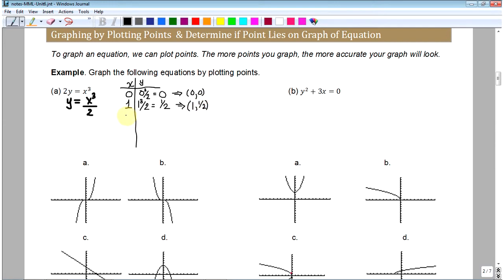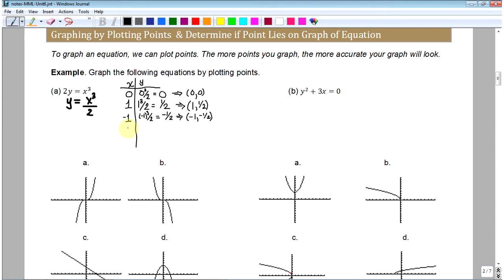We can always also use our negative values, so let's say we put in a -1 for x. Then y will equal -1 cubed divided by 2. -1 cubed means -1 times -1 times -1, which will just be -1 over 2. So our coordinate will be -1 comma -1/2.